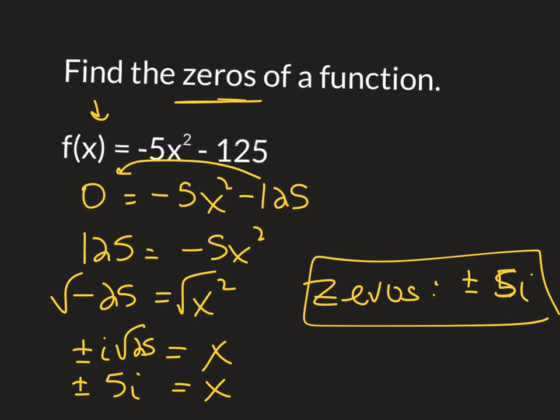All right, so zeros. If it says find the zeros, it just means solve. It means find the solutions, find the answers, find the x-intercepts. They all mean the same thing. Different terminology, same numbers. All right, hope you're good with that.